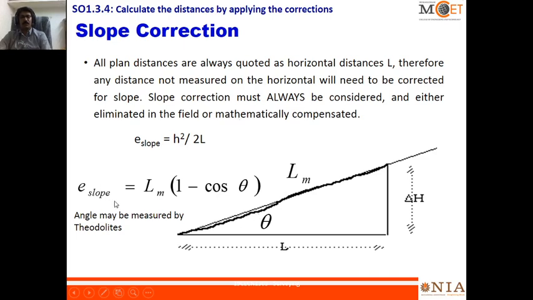One formula is measured length into 1 minus cos theta. If it is possible to measure theta with some instrument, an inclinometer or theodolite, we can use this formula. If it is not possible, I can get the elevation values of this point and that point. The difference between those elevation values, del h or h, can be utilized. That h square by 2l gives the error for the slope. Both are applicable, right? So consider that this correction is always negative.